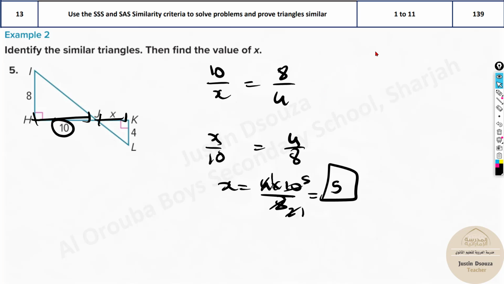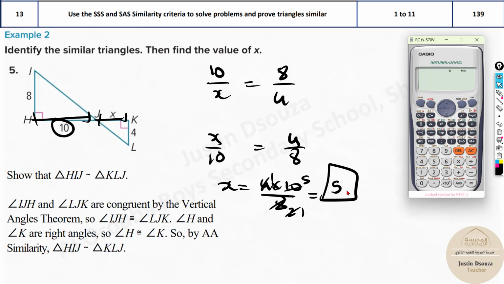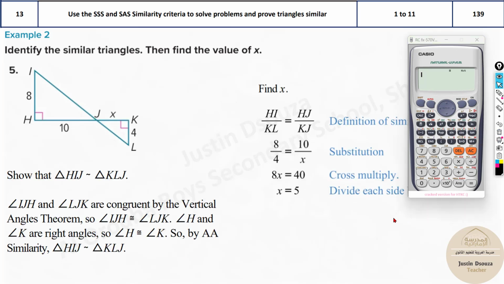Let me just show you the calculator method. All you need to do is use the fraction symbol. 10 divided by x, that is alpha and x. Now you need to use alpha and calc to get the equal to symbol. Again, the fraction 8 by 4. Now to solve, you can't press equal to, it will be an error. Press shift and solve. And now this is not the correct answer. This is the previously stored answer. You need to press equal to get the correct answer. This is the x value. Now this will be stored. So x is 5. That's the method to solve this.